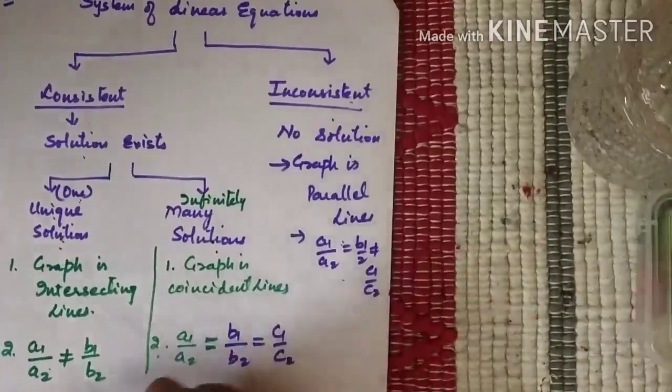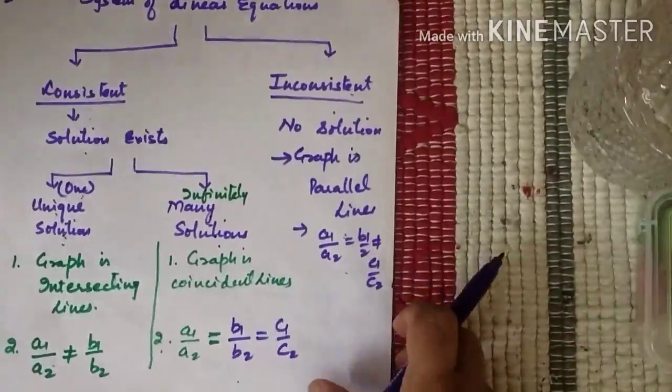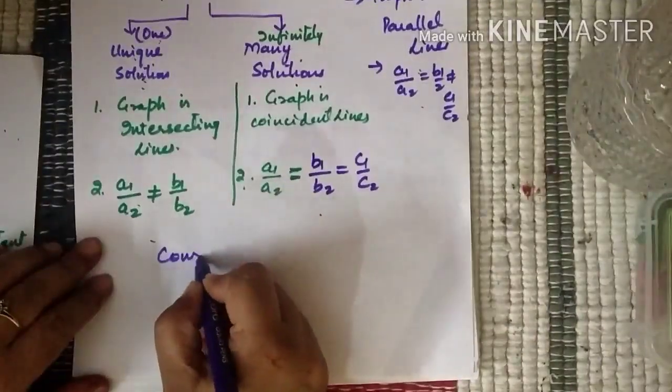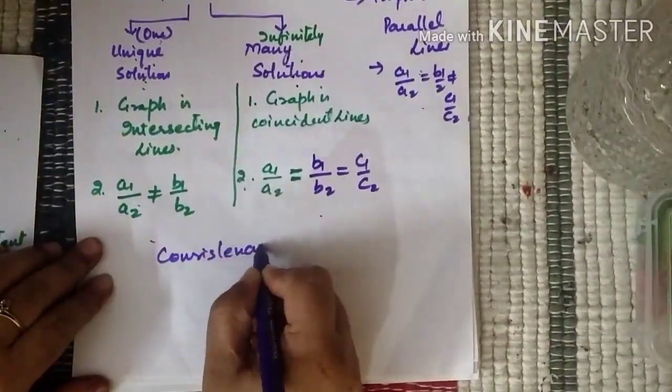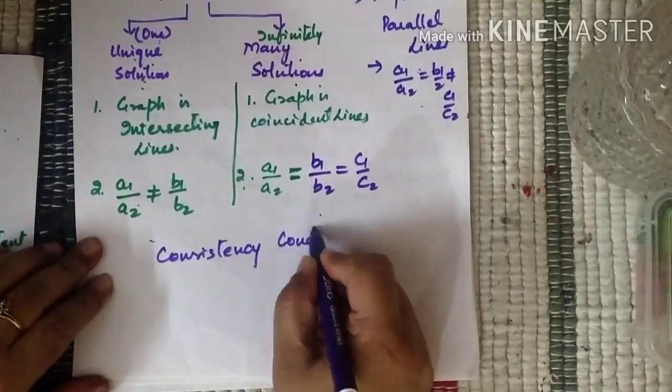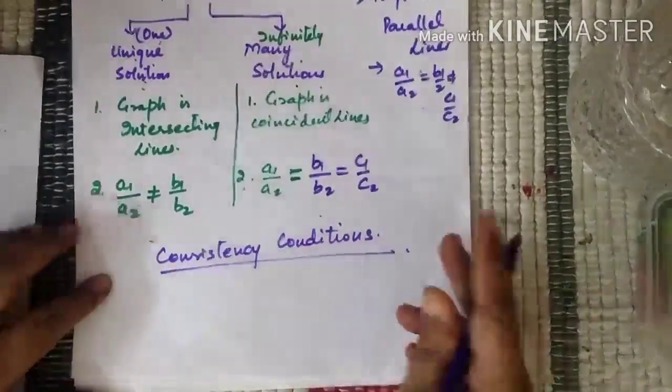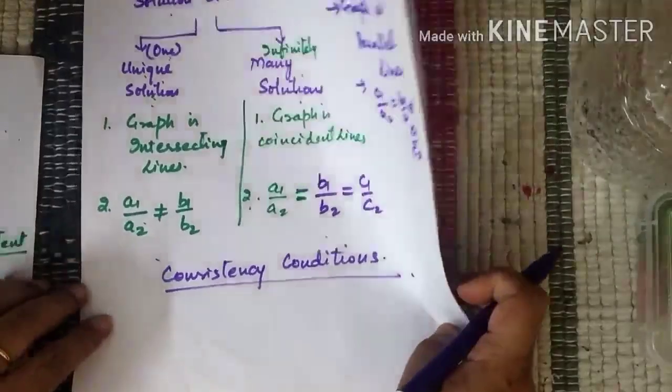So these conditions, we call them consistency conditions. Why do we call them consistency conditions? The word consistent means a solution exists. So these conditions are for the solutions of a set of linear equations.